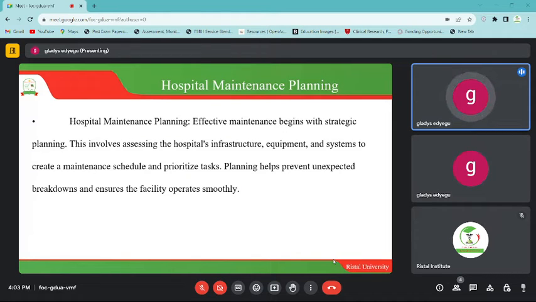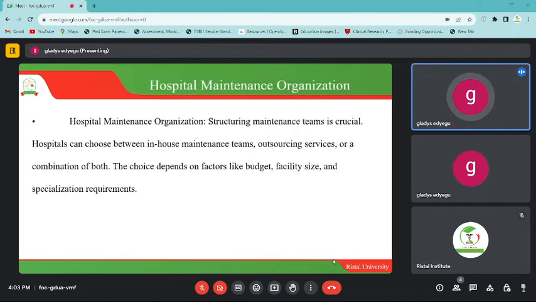When you plan, you prioritize, and when you prioritize, you make a schedule on how you are going to handle the different tasks of maintaining and repairing the various infrastructures and equipment in your facility. Doing that helps you prevent unexpected breakdowns of equipment and systems, and also ensures there is smooth operation of the different services provided in your health facility.